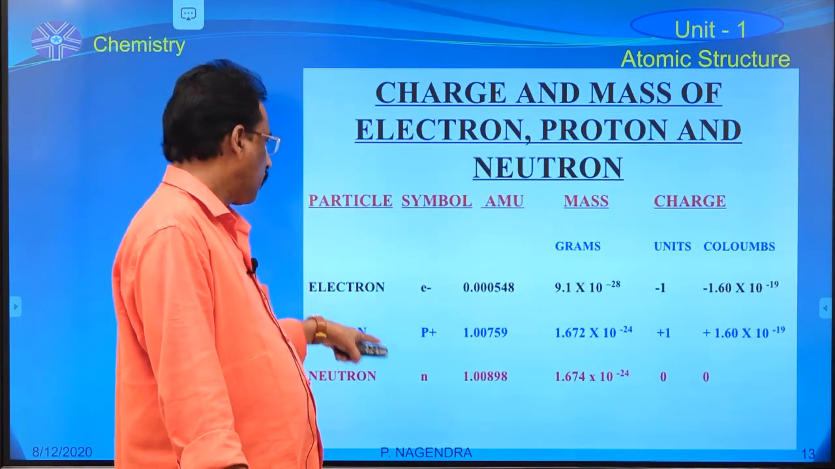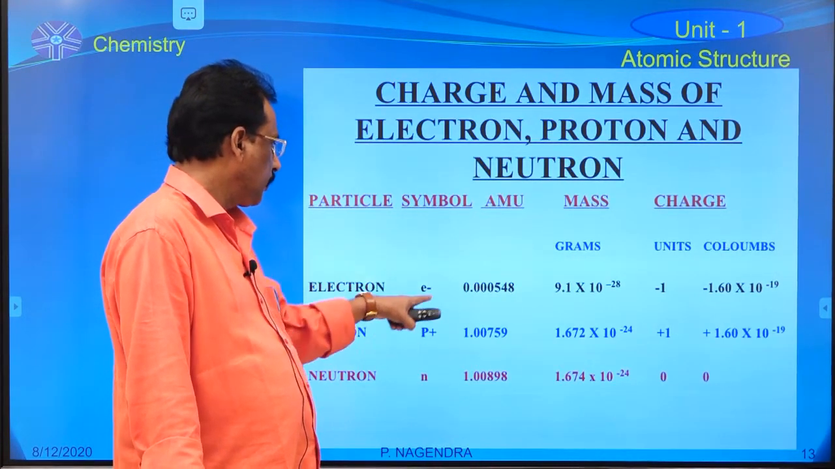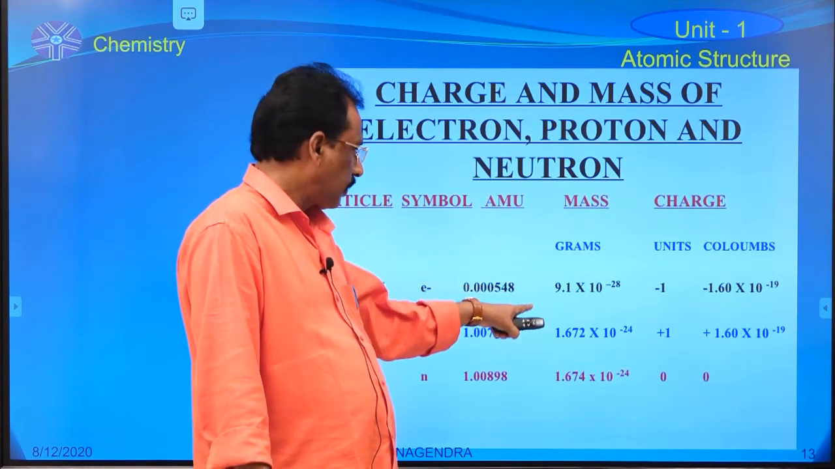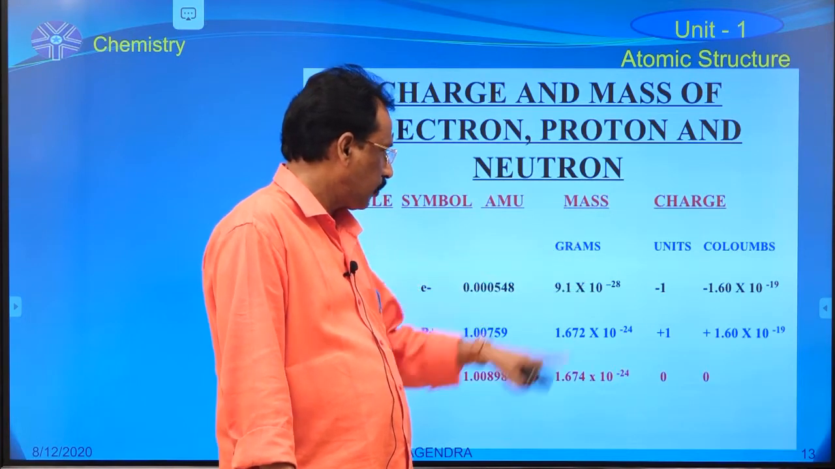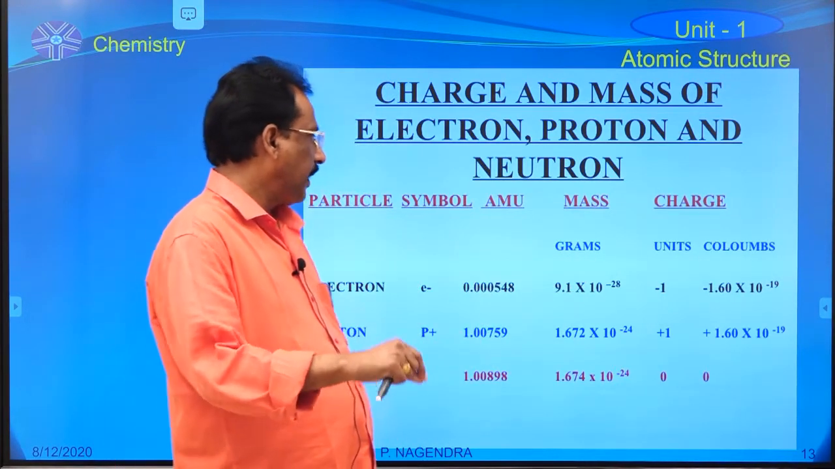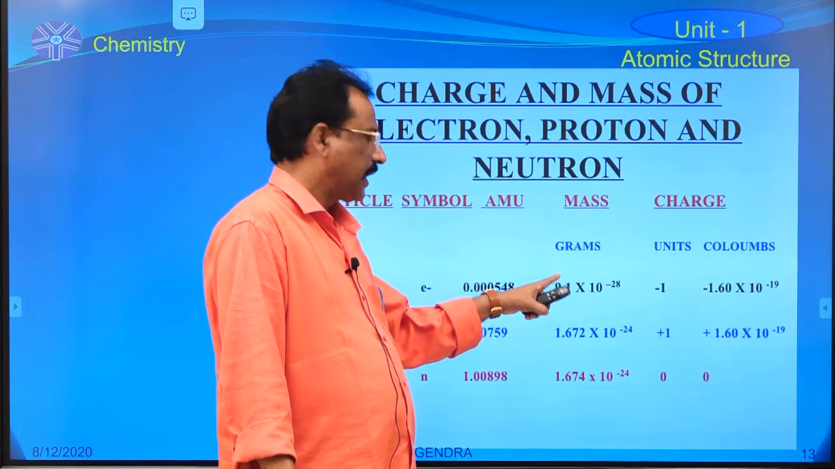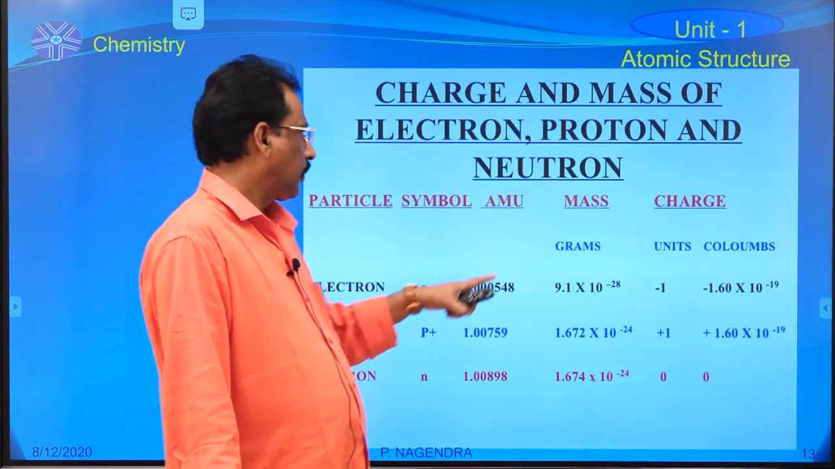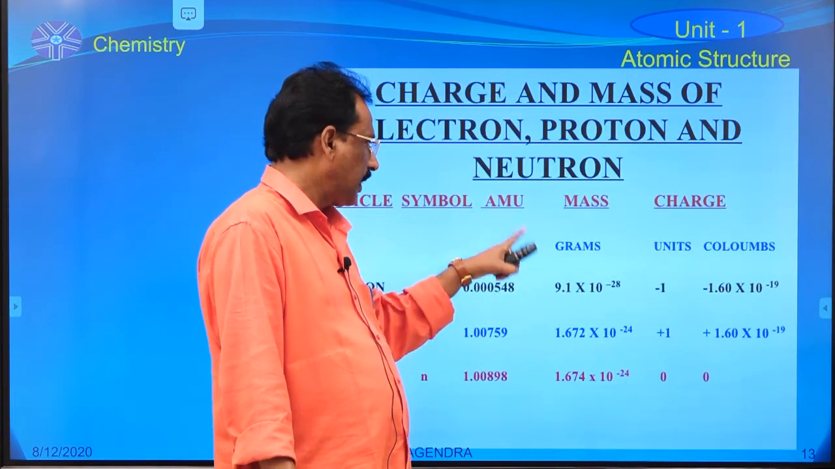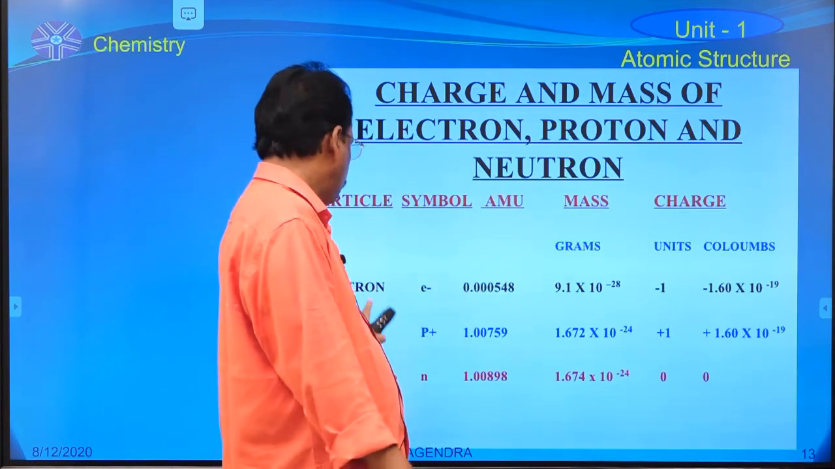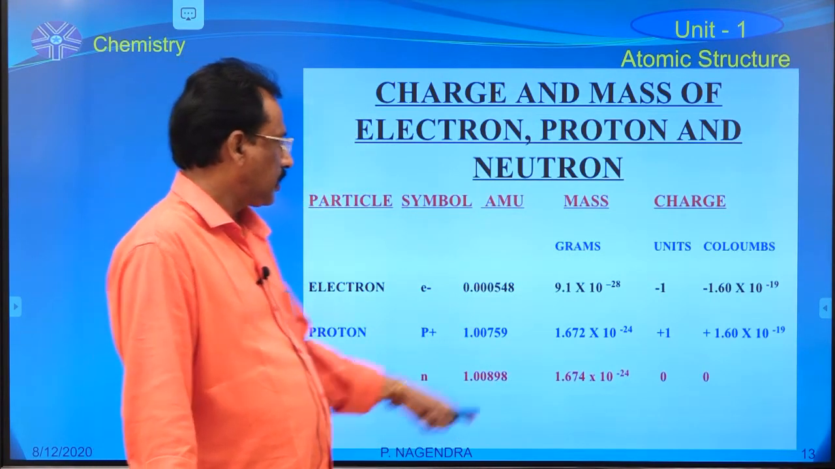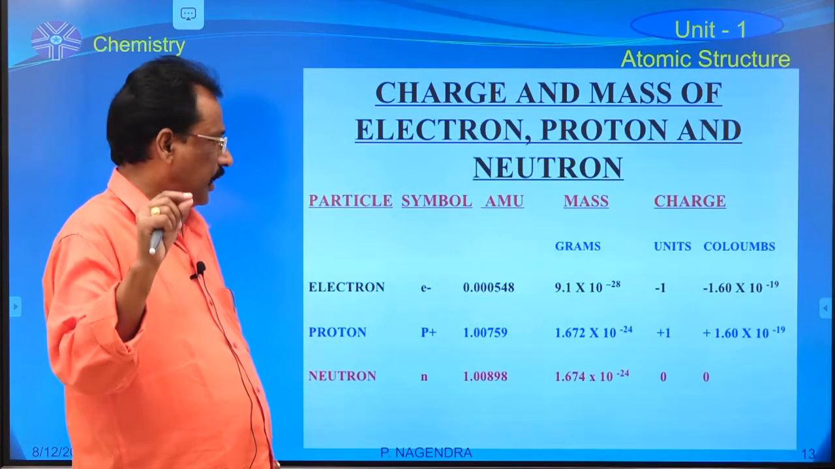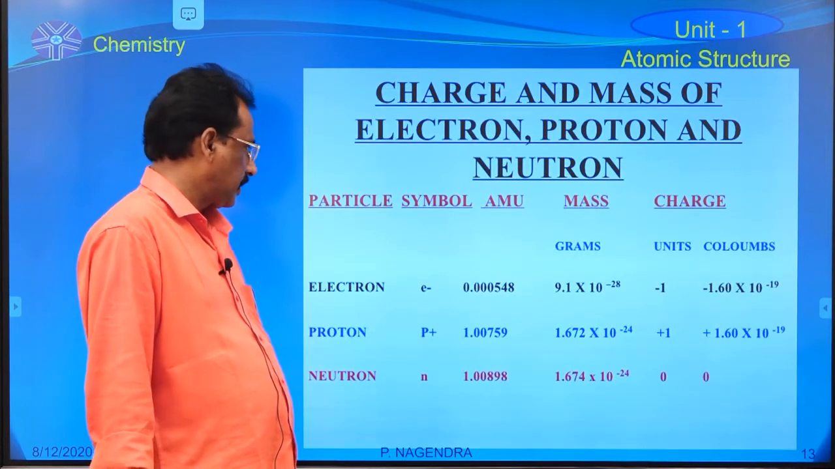In the similar way, proton mass in AMU is 1.00759. In grams, its value is 1.672 into 10 power minus 24 grams. In the form of a number, it is represented by +1. That's why proton is derived from protium. So its symbolic representation is 1H1, and the proton charge in coulombs is just opposite. This is negatively charged and this is positive charge. That's why its value is 1.602 into 10 power minus 19 coulombs.